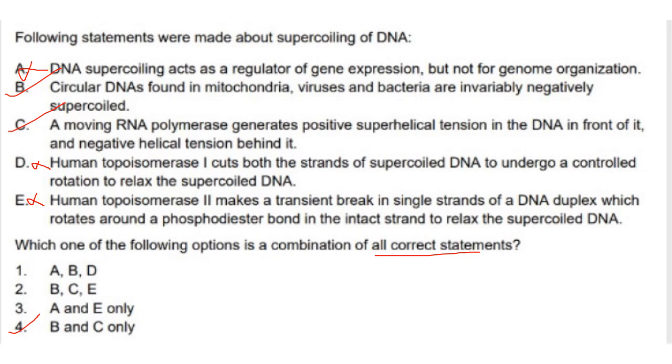A moving RNA polymerase generates positive superhelical tension in the DNA in front of it and negative helical tension behind it. That's also correct. Human topoisomerase 1 cuts both the strands? No, human topoisomerase 1 cuts only one strand of the supercoiled DNA. So D is wrong. Human topoisomerase 2 makes a transient break in both the strands of the DNA, not single strands. So E is also not correct. So the correct answer here is B and C. That gives you option 4 as your answer, B and C only.